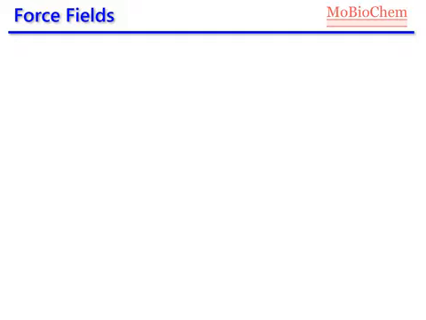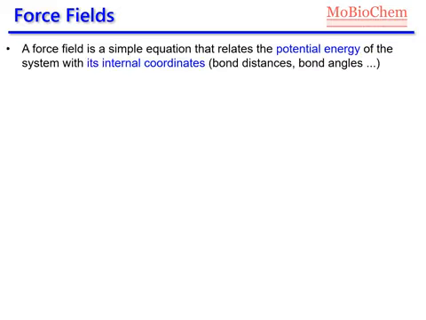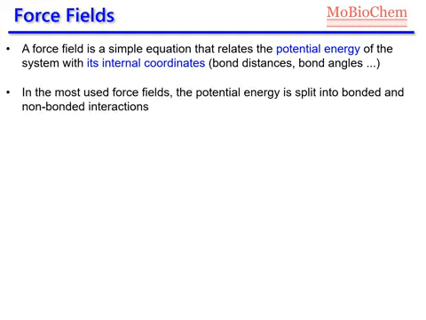So let's now explain how we can compute the potential energy of our system using a force field. So a force field is a simple equation which relates the potential energy of our system with its internal coordinates. So we will have a simple equation which relates the potential energy with bond distances, bond angles, dihedral angles, and so on. So we will try to have a relation between potential energy and internal coordinates. In most of the force fields, the potential energy is split into bonded and non-bonded interactions.